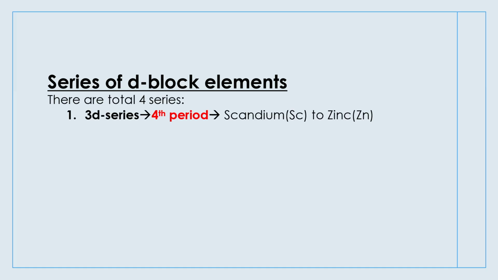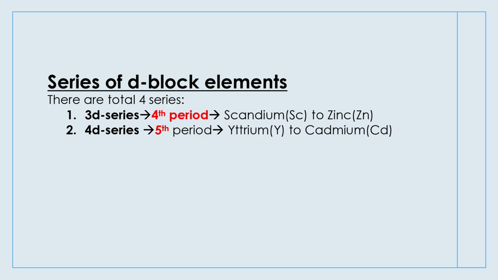Series of the D block elements. The D block elements have a total of 4 series, and these series are lying in different periods in the periodic table. The first one is the 3D series, which belongs to the 4th period, and it starts from scandium to zinc, which is the last element. In our course, we will be only focusing on the 3D series. The second series is the 4D series, which belongs to the 5th period, and the elements are yttrium to cadmium.